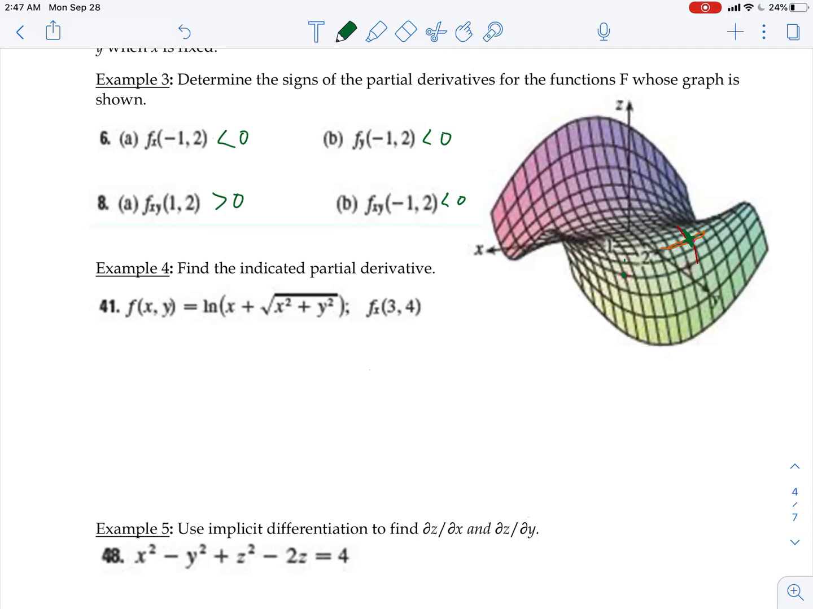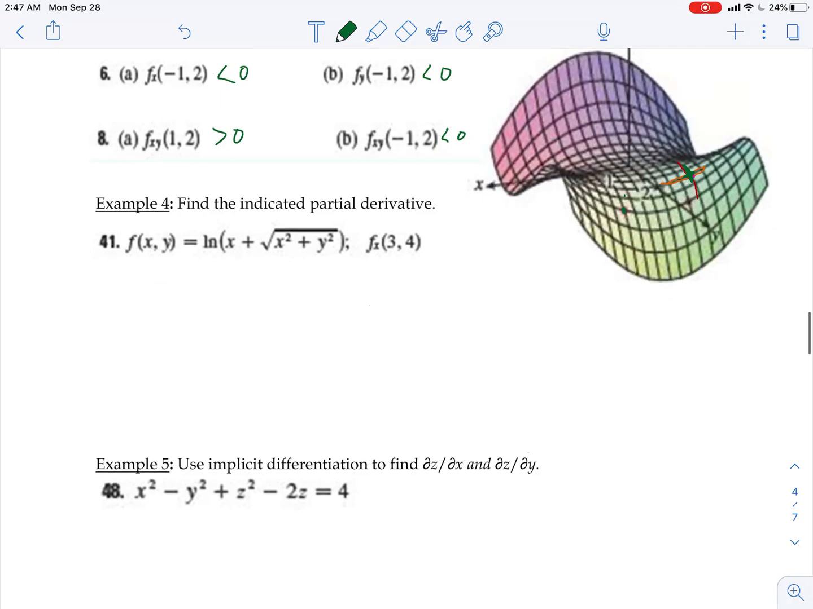All right, next one, find the indicated partial derivative. For questions like example 3, I'm not really going to give you those, because it's really hard to tell given a three-dimensional shape or surface on a 2D plane, like on a sheet of paper. So I'm mainly going to focus on whether you are able to take the partial derivatives.